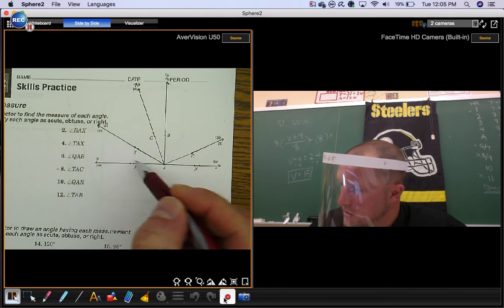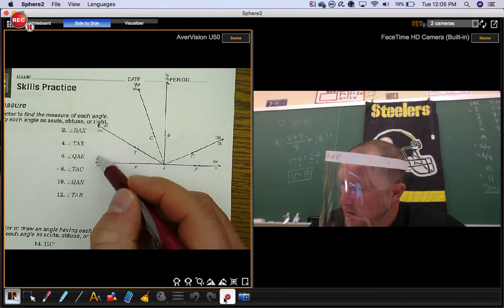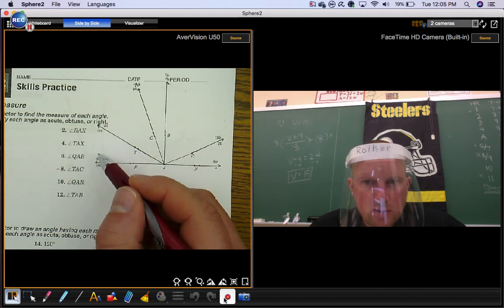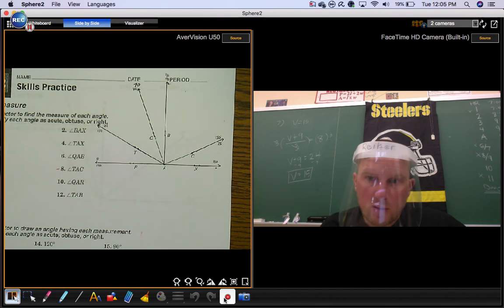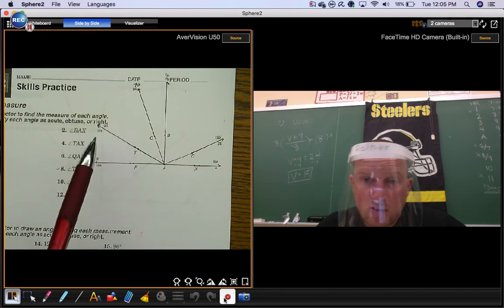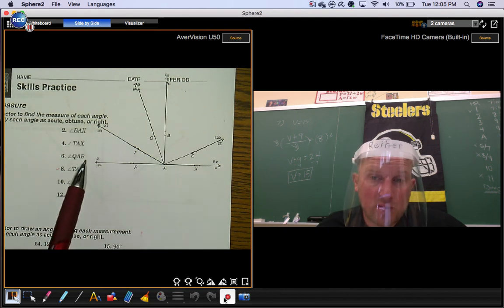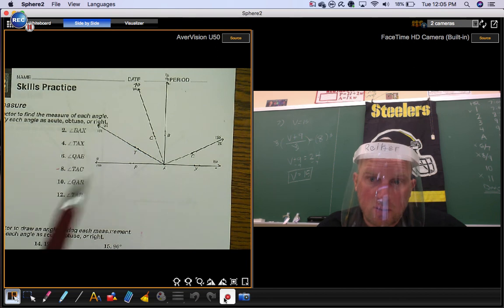So how many degrees are there between this ray and this ray? Well, you would just subtract those numbers. Now remember, each ray goes through two numbers, one for each side of the scale, depending on which way your angle opens. So make sure you're either subtracting both tops or both bottoms. Don't subtract a top and a bottom.